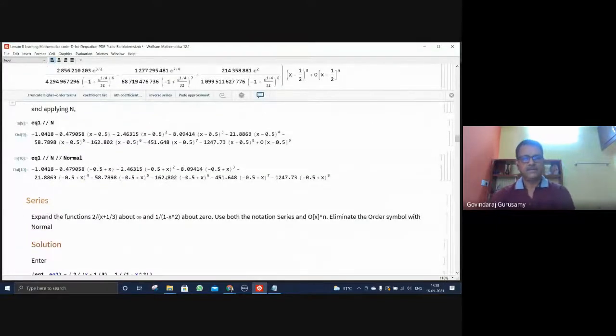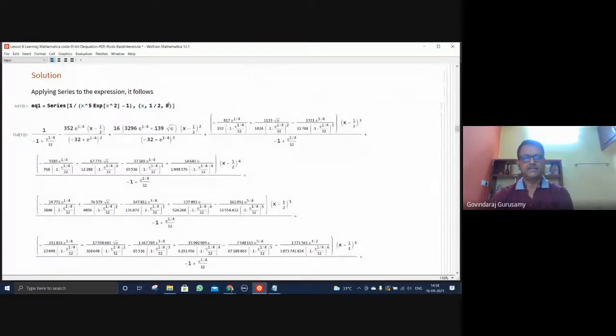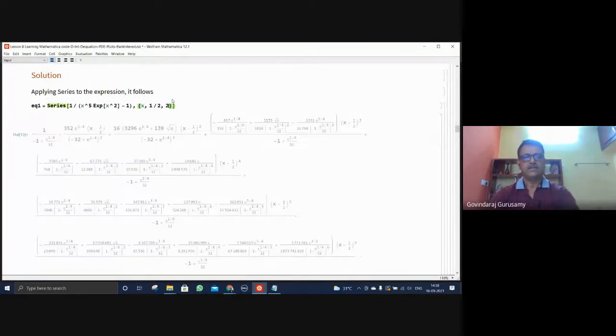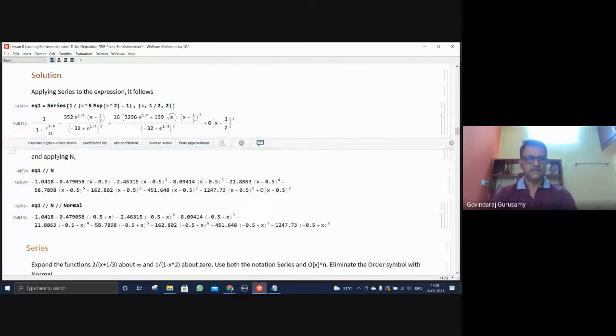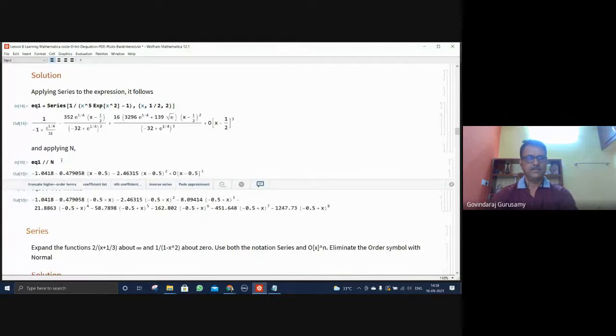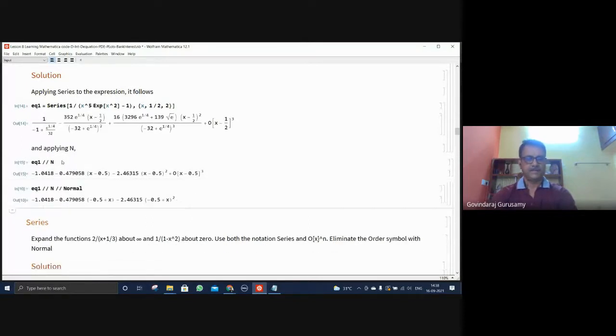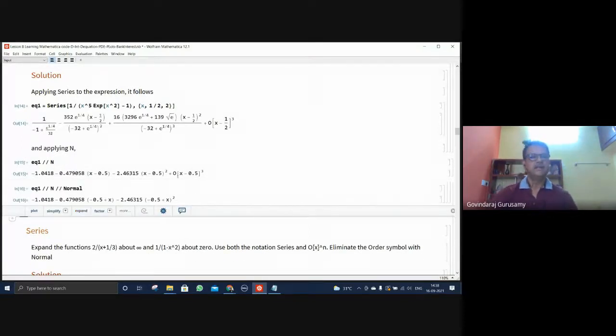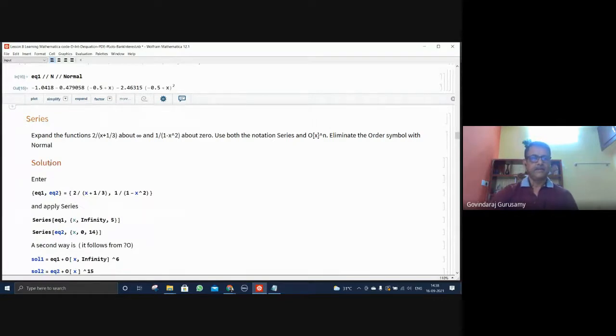Let me reduce the number of terms to 2 itself so that it is the same as what has been given in the notebook for learning the Mathematica report. Expand the function 2 divided by x plus 1 by 3 about infinity, and 1 plus 1 divided by 1 minus x square about 0. Use both notations, Series and x of 0 power n.